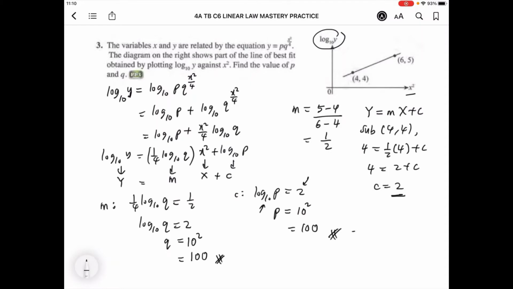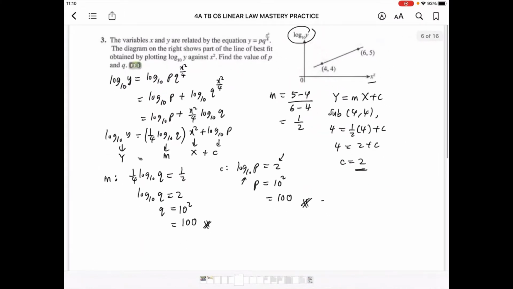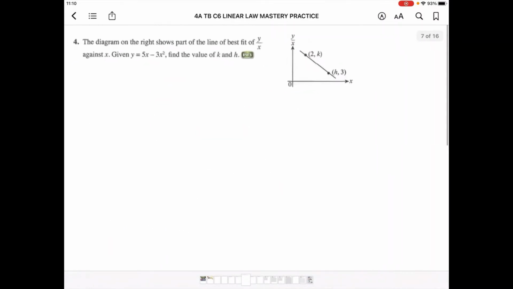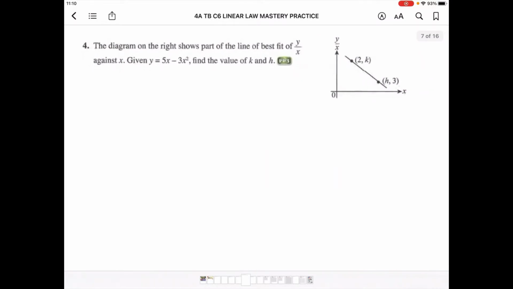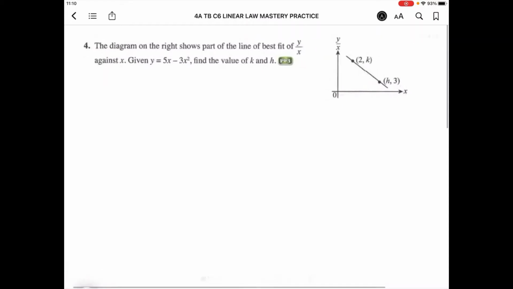Okay, next question, number 4. This question is a bit unique. It's a bit different. As in, most of the time, they will give you unknowns in the equation. But in this question, there's no unknown in the equation. In fact, there's only variables x and y. And then they put unknowns in your coordinates. So the way in which we do it will be different.